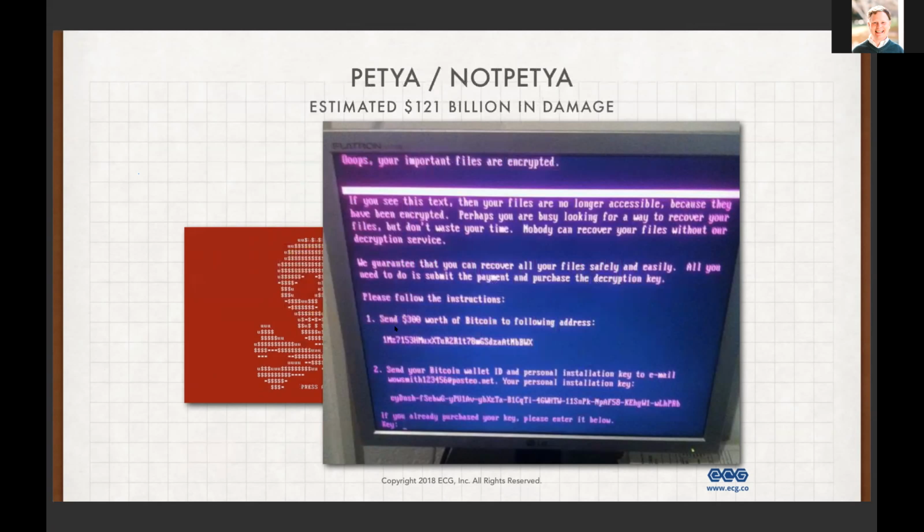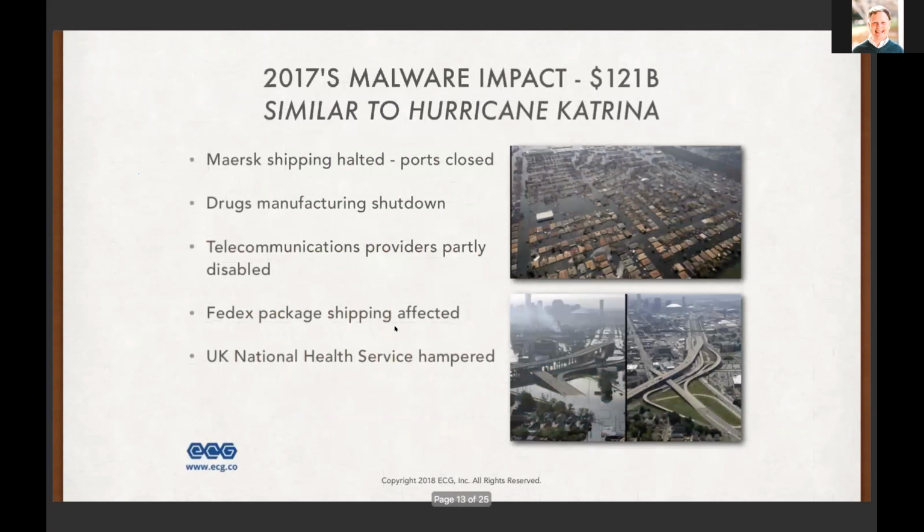I read varying accounts where in some cases it seemed to be effective and did decrypt, and in others not. But it was extremely destructive. Lloyd's of London, the insurance underwriter, estimated this $121 billion number. This puts it on par with the damage surrounding Hurricane Katrina, which hit New Orleans, and larger than a lot of other hurricanes. So it was bigger than a lot of natural disasters.